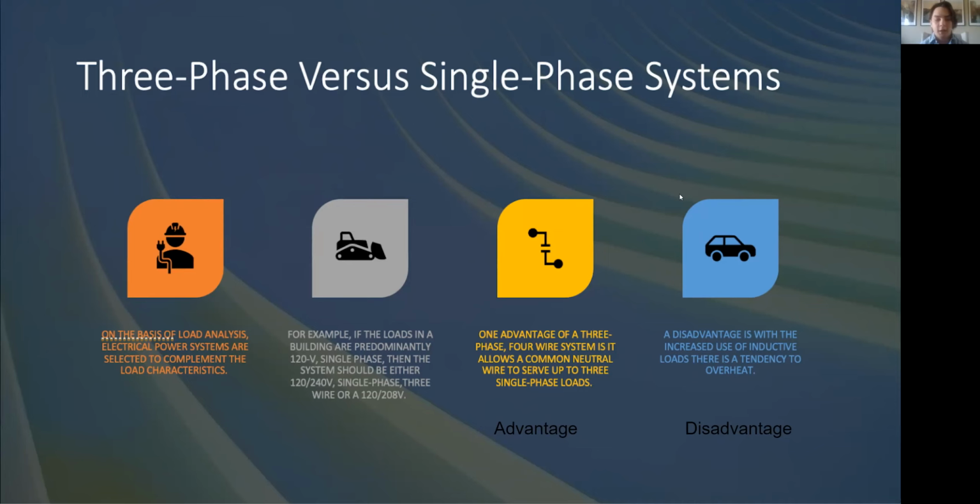One advantage of the three phase is that in a 4-wire system, it allows a common neutral wire to serve up to 3 single phase loads. But the disadvantage to the 3-phase is that it can easily overheat with the increase of inductive loads. For example, computers in an office, if they're using a 3-phase, could easily overheat and burn up.